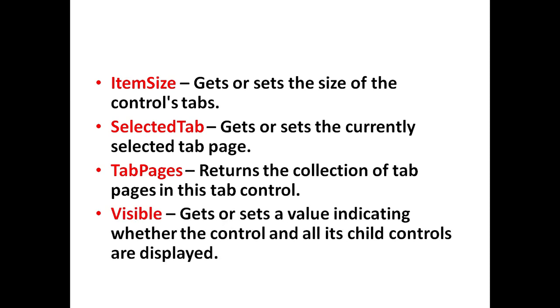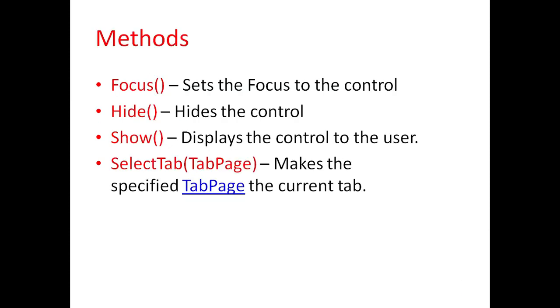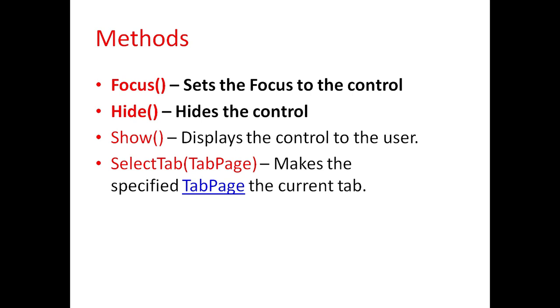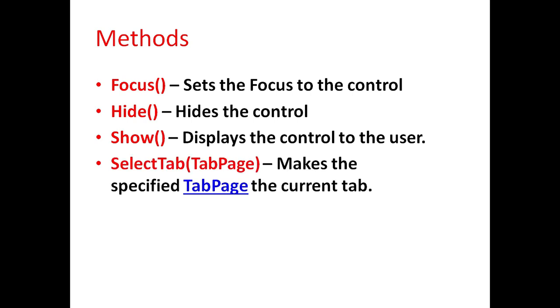And visible property is used to get or set a value indicating whether the control and all its child controls are displayed or not. Different methods for tab controls are: focus, which is used to set the focus to the control. Hide method is used to hide the control. Show method is used to display the control to the user. And selected tab method makes the specified tab page the current tab.